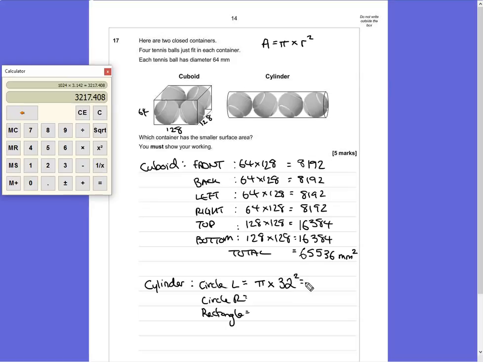This would give us an area for our circles of 3,217.4 millimeters squared. And because the left and right must be the same on a cylinder, this will also have exactly the same calculation and therefore the same area.